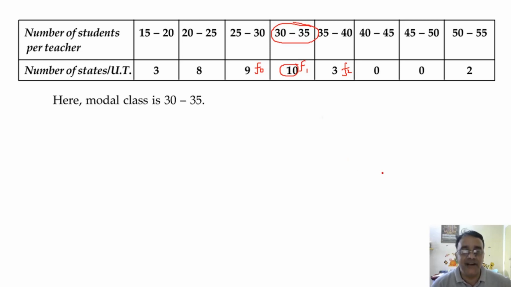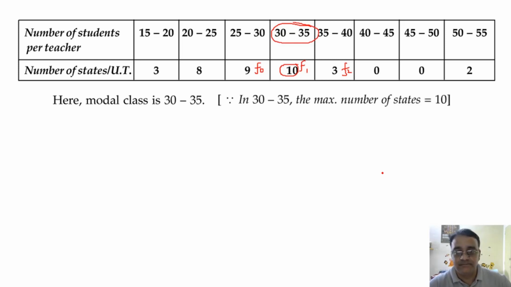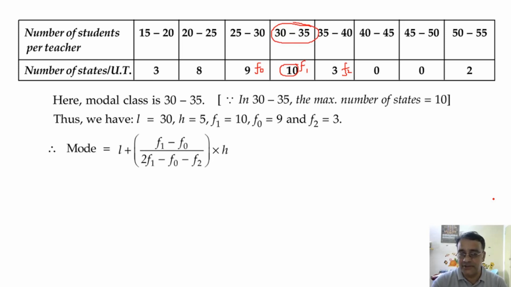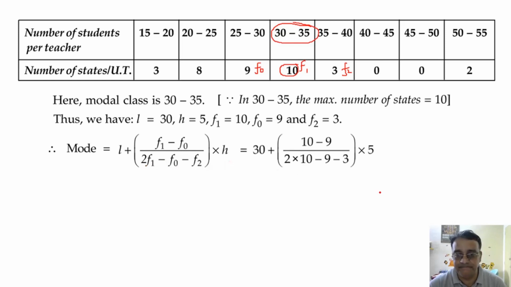So we'll start from that only. Modal class is 30 to 35. Why? Because its frequency is maximum. And L is equal to 30. What is the value of H? 5. F0 is 9, F1 is 10, and F2 is 3. ये पूरा लिखने के बाद now we'll write the formula. Now we'll substitute all the values. 30 plus 10 minus 9 upon 2 into 10 minus 9 minus 3, into 5.